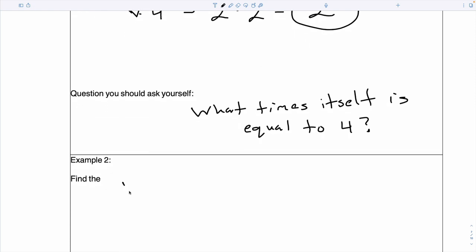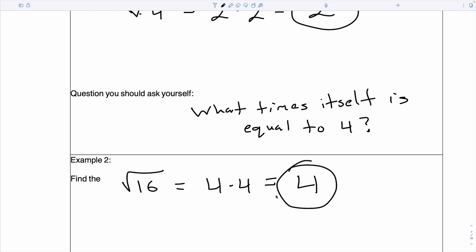Find the square root of 16. Silent hand if you know what that would be. What times itself is 16? Alexis? 4 times 4 is 16. The square root of 16 is 4.